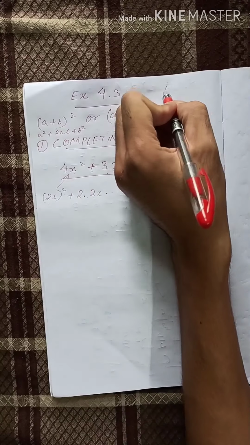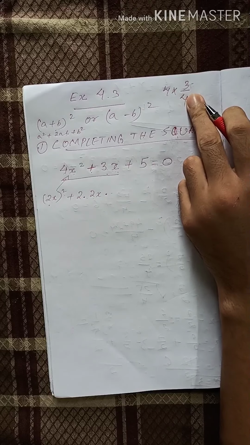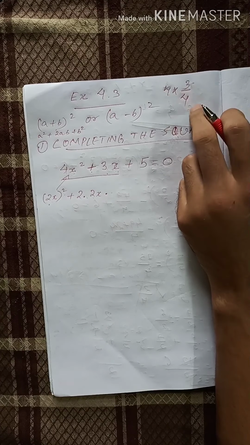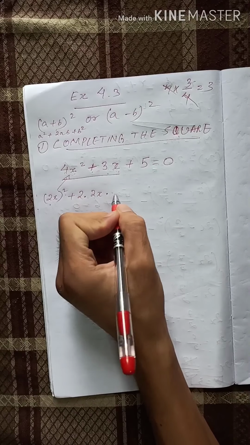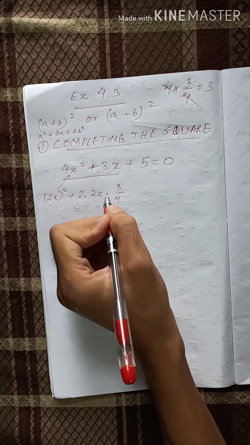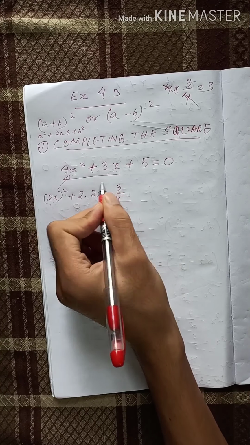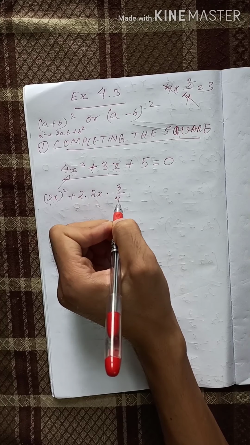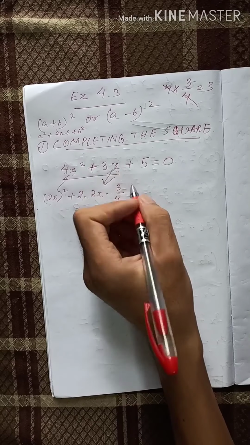So what should give us 3x? It is already 4. So if we write like this, just check it: 4 into 3 by 4 will give us 3, 4 will get cancelled. So here it is 4, so we can write 3 by 4 in twice ab. So now b is 3 by 4. This one, 2 into 2 is 4. 4 and 4 will get cancelled, and we have 3x. So this one will give us 3x.